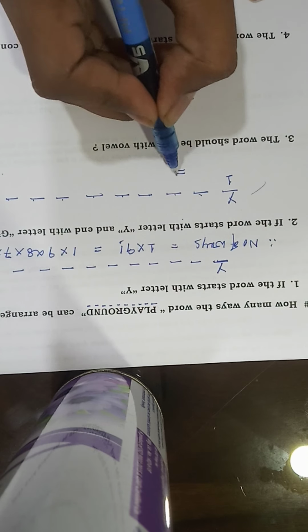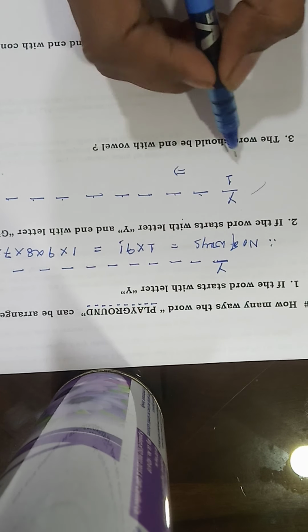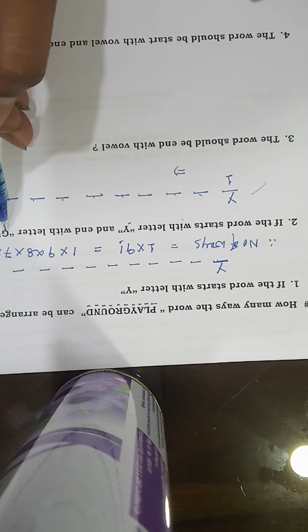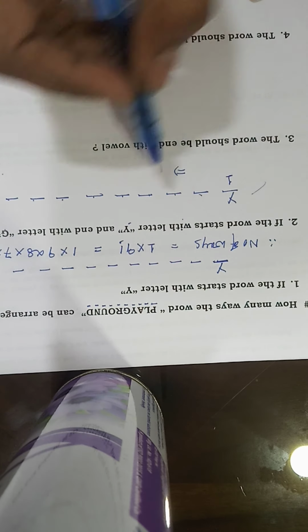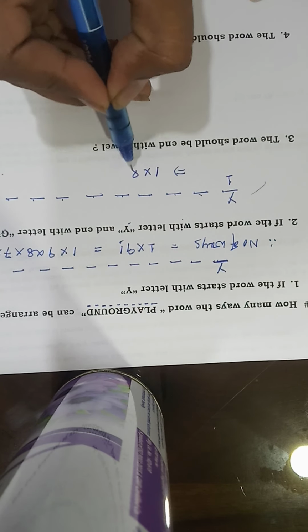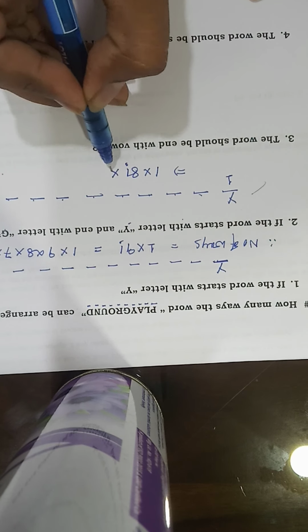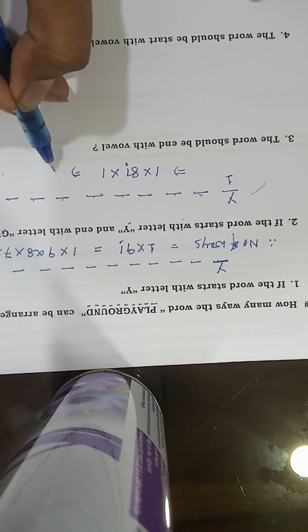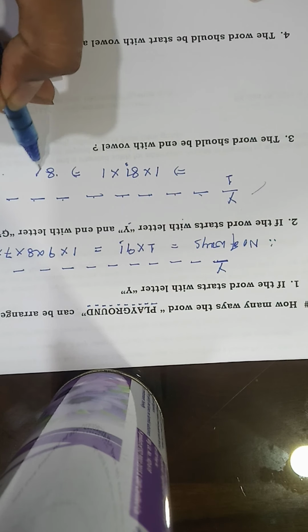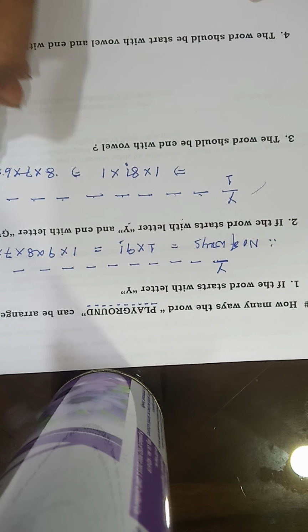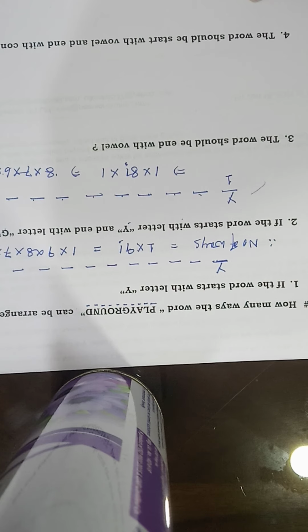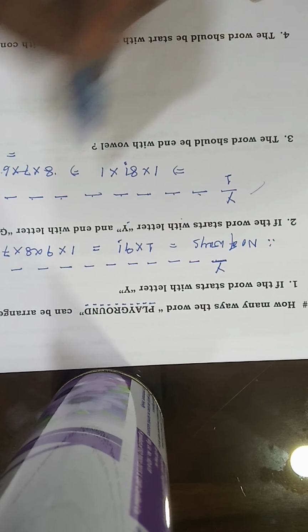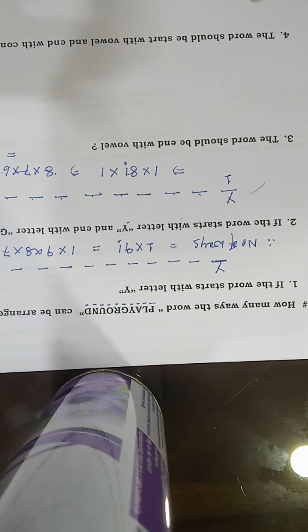So 1, 2, 3, 4, 5, 6, 7, 8. As simple as that, the total number of ways the word can start with Y and end with the letter G is 1 into 1 into 8 factorial, or we can write 8 into 7 into 6 into 5 into 4 into 3 into 2 into 1. It's very clear. And 1 into 1. So as a result, the answer will be 8 factorial. Put down the answer. Okay.